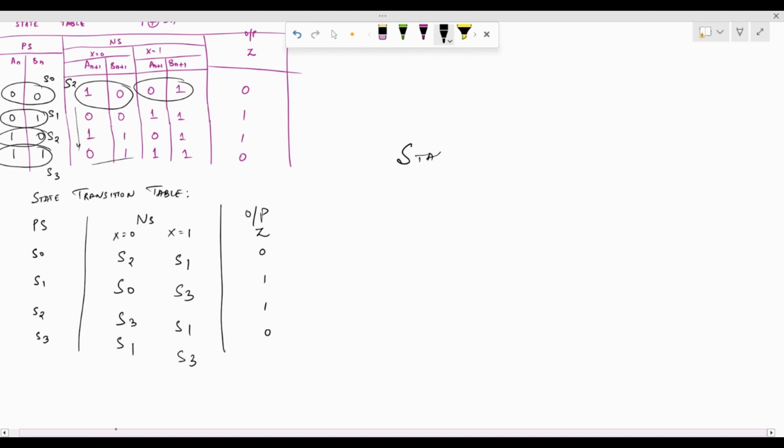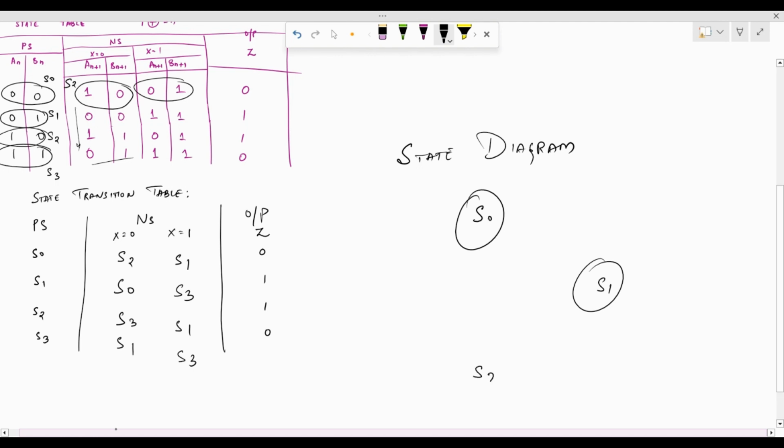Next, we are going to obtain the state diagram. So we have four states: S0, S1, S2, and S3. Now, there are two things that we need to consider. One is the change in X. The second is how does the output change with the change in state. So in this case, if we see, the output does not depend on the value X. So the external input has nothing to do with the output for any particular state.